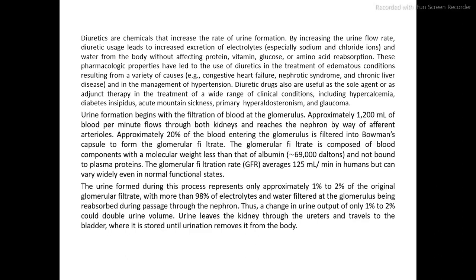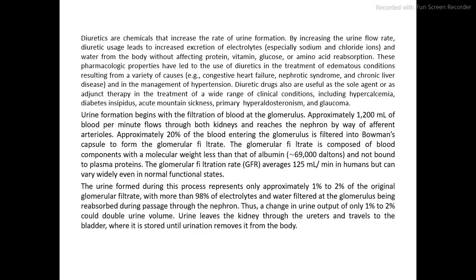And what is the function of nephron? Nephron generates the urine. Whatever urine is formed, it is done by the nephrons, and nephron is the functional unit of the kidney. So the primary target of the diuretics is what? It is the kidney, where it interferes with the reabsorption of sodium and the other ions.